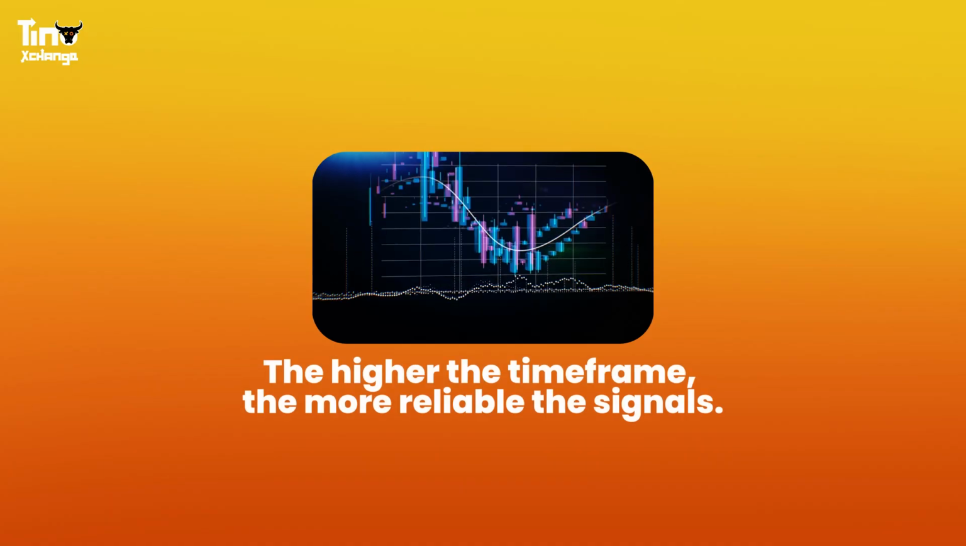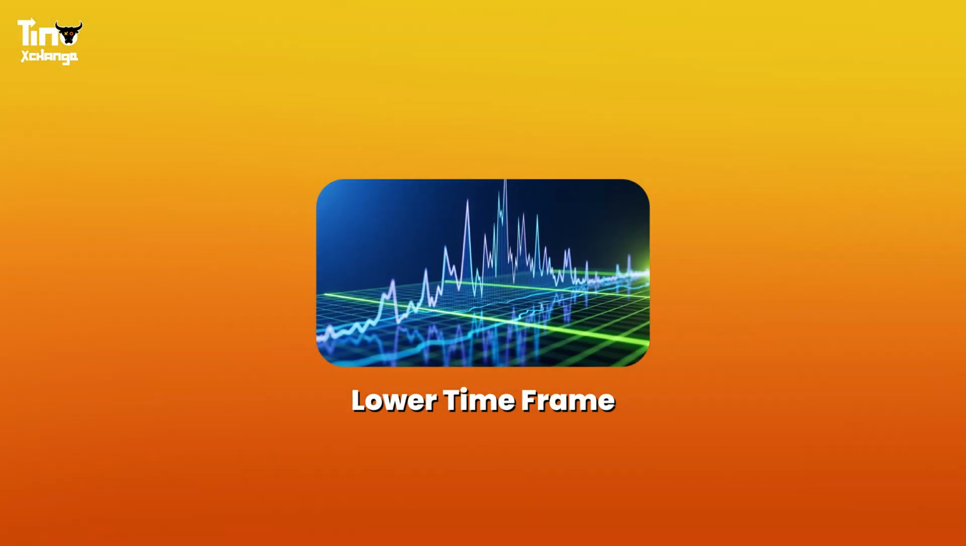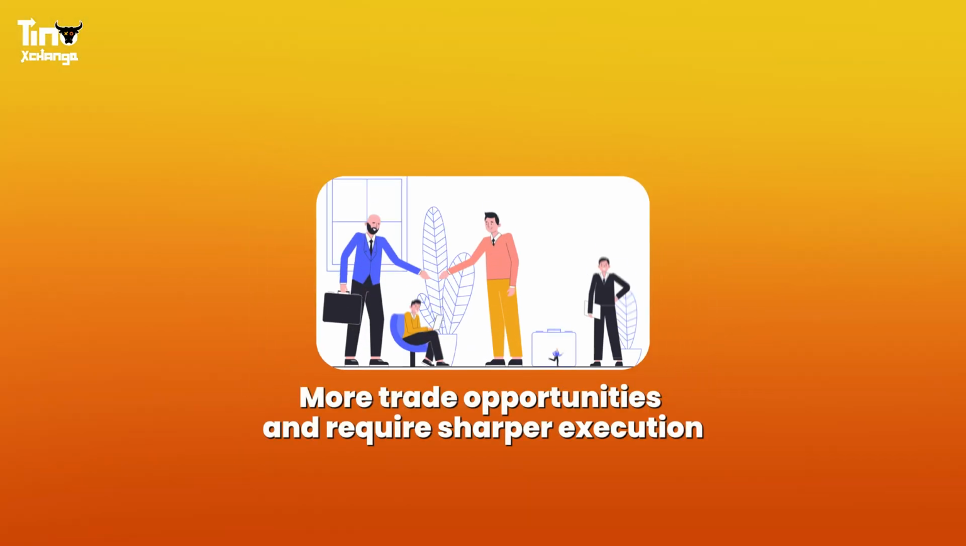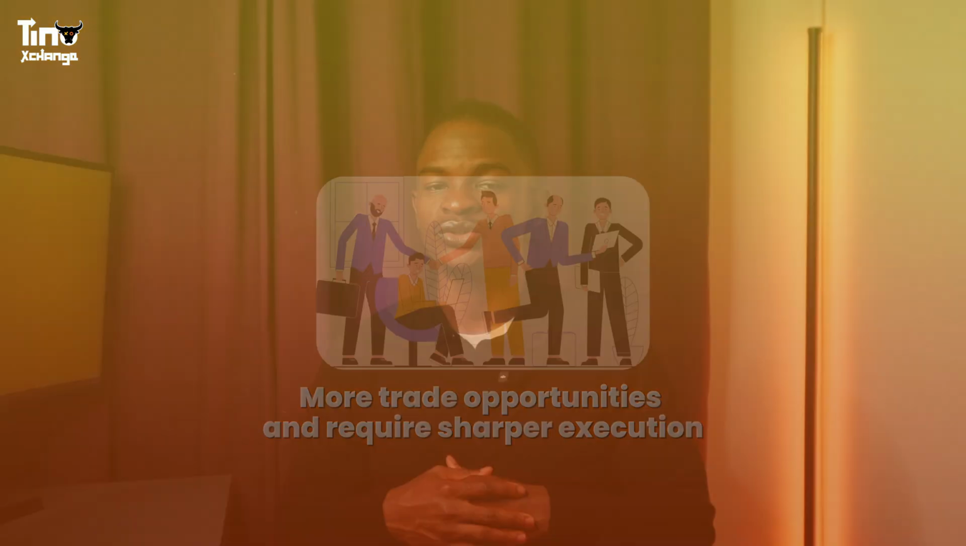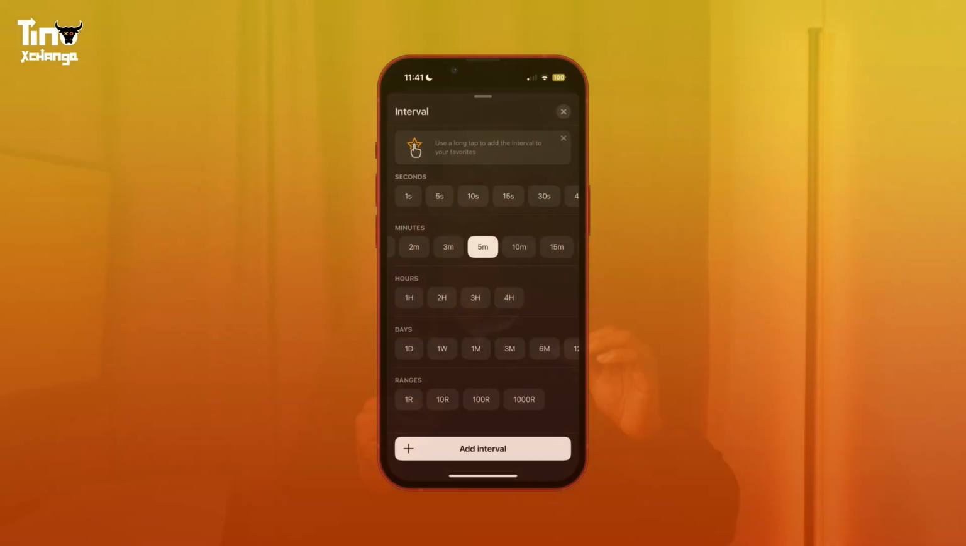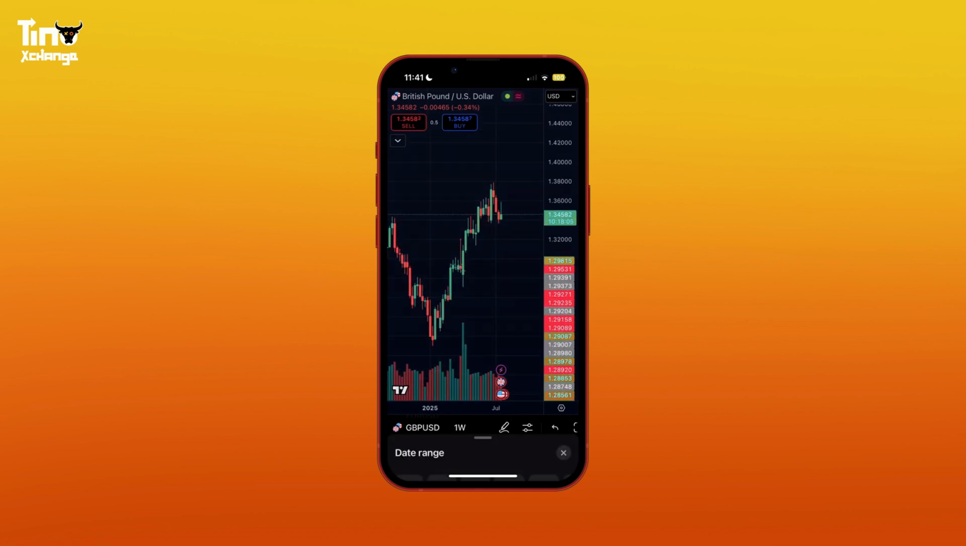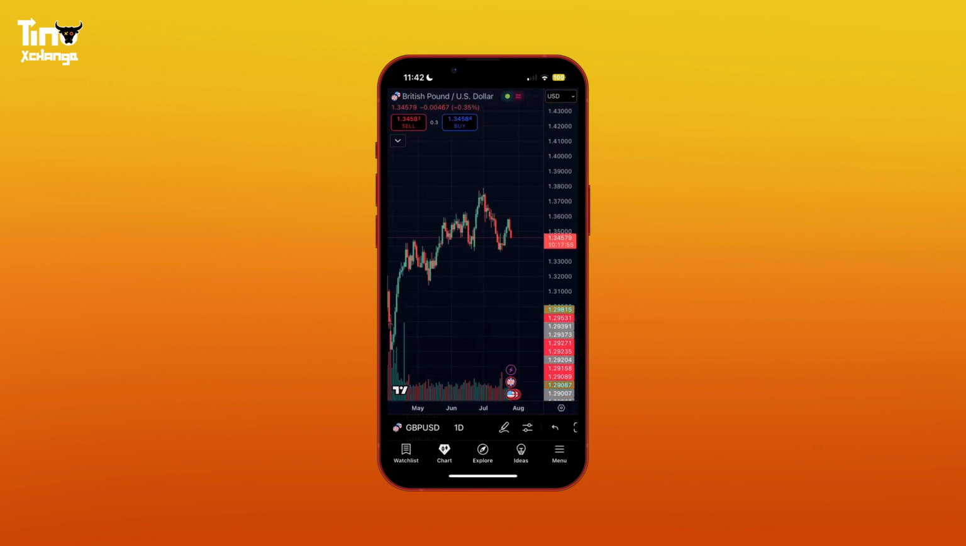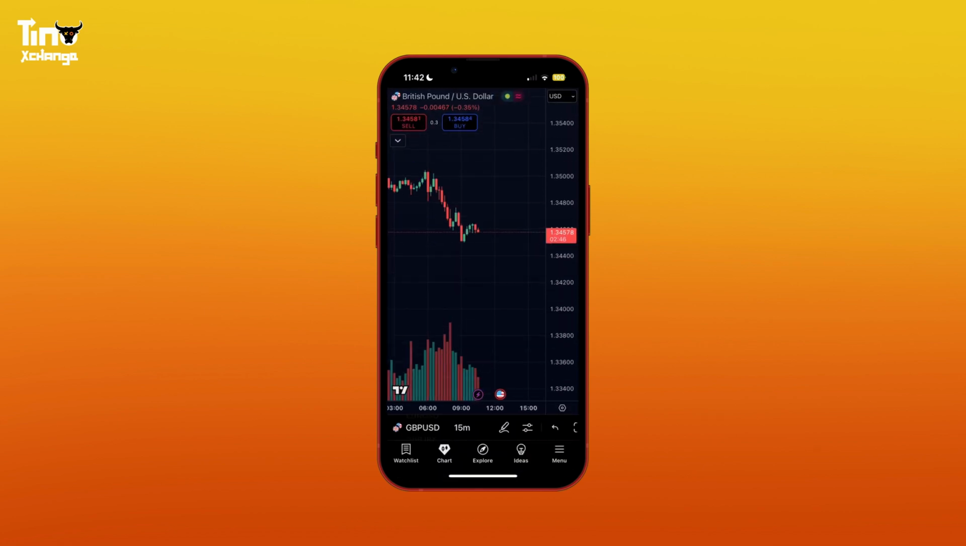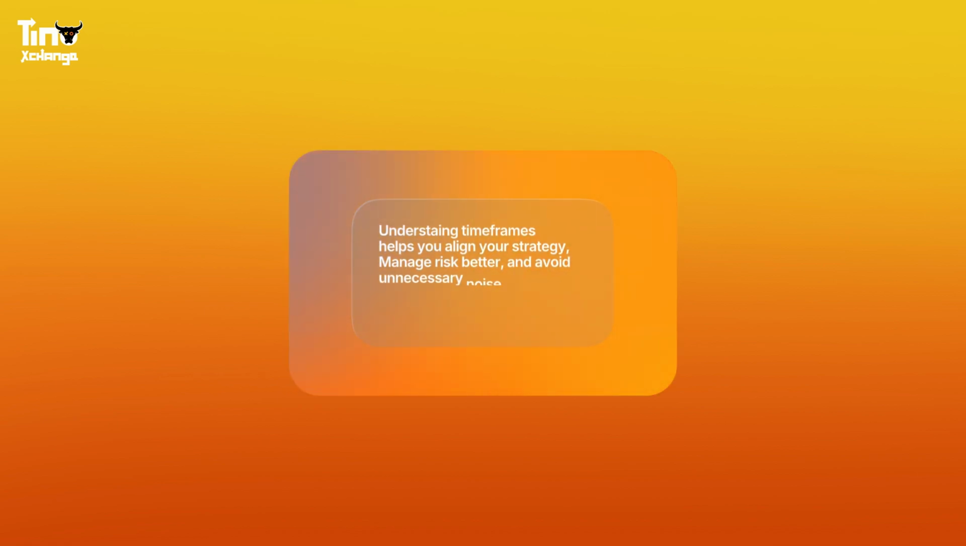The higher the time frame, the more reliable the signal, as they filter out short-term market noise. However, lower time frames offer more trade opportunities and require sharper execution. A smart trader often uses multi-time frame analysis, combining a higher time frame for the trend direction and a lower one for precise entries. Understanding time frames helps you align your strategy, manage risks better, and avoid unnecessary noise.